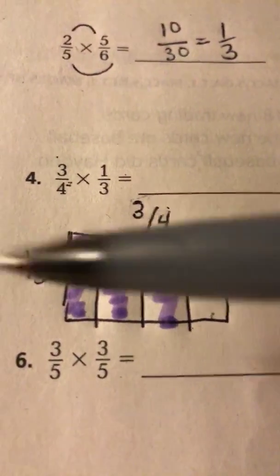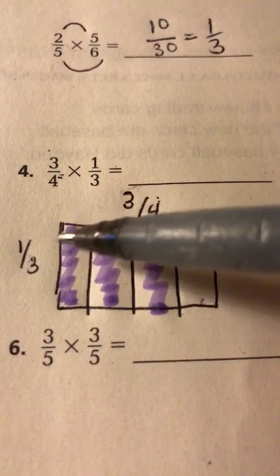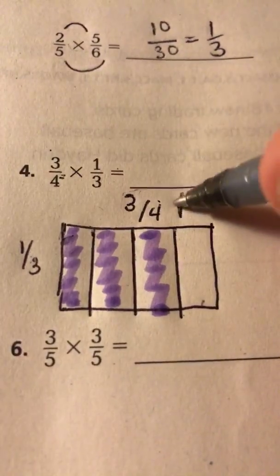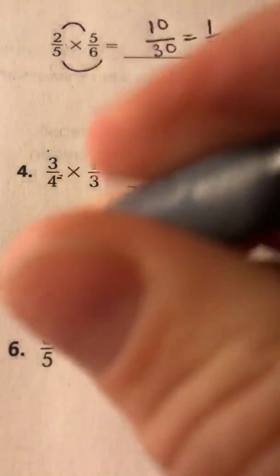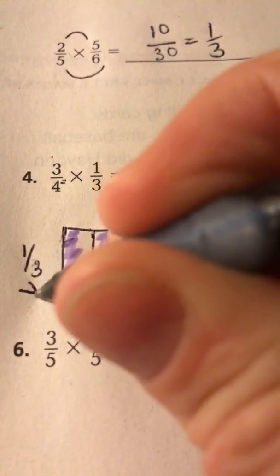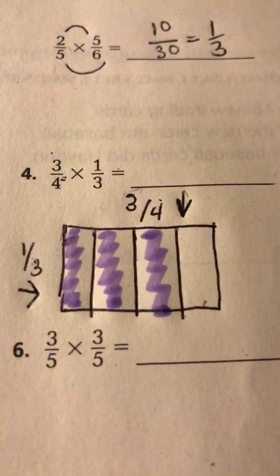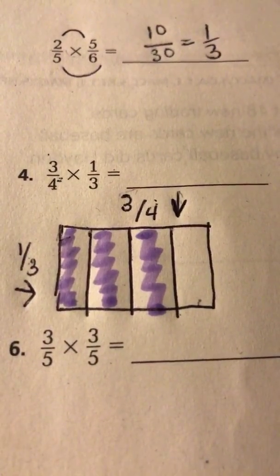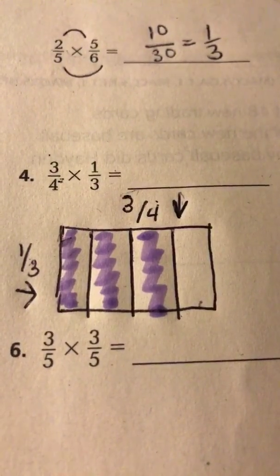And now I'm going to do the same thing with 1/3. I need to now do the same thing. This one was going down, I was going vertically. This one, I'm going to draw my lines this time going horizontally. Wow, that was sort of scary. I'm going to draw them going horizontally.